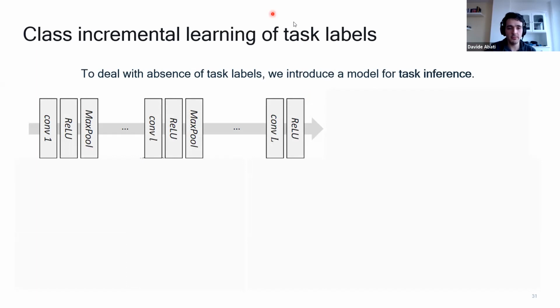But there is a problem, because that task label is very hard, at least in our experience, to guess from the early layers. We spent quite some months trying to do local decisions for each task, for each layer. But in the end, what we figured out worked better is to have a global decision at the end of the network. And I will explain this in a bit.